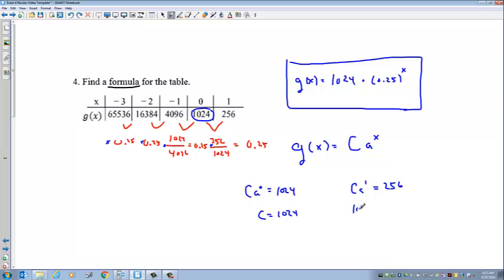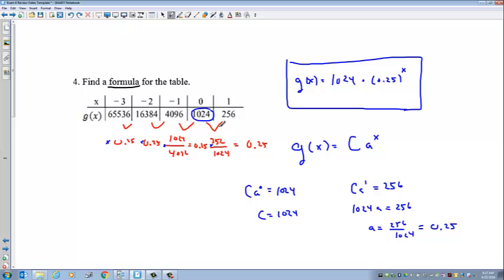And so here I have 1024 times a is equal to 256. And of course, if you solve this for a, then you wind up with a equaling 256 over 1024, which is just equal to 0.25, or 1/4, however you want to write it.